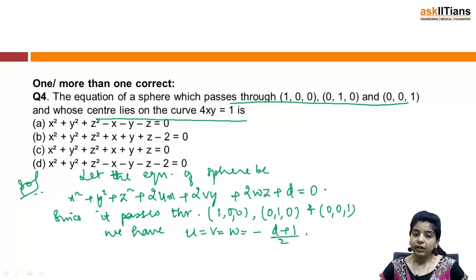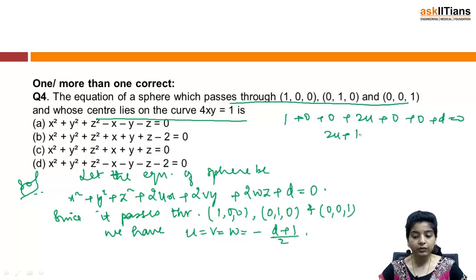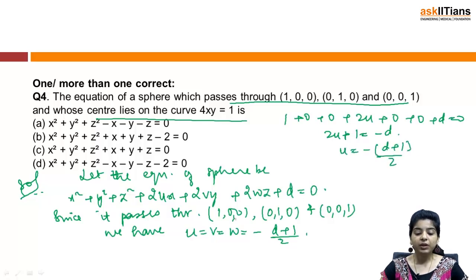How? Again you will have to substitute these coordinates. (1, 0, 0): I get 1 + 0 + 0 + 2u + 0 + 0 + d = 0. So 2u + 1 = -d and u = -(d + 1)/2. Similarly, you substitute the others, so you will get u = v = w = -(d + 1)/2.